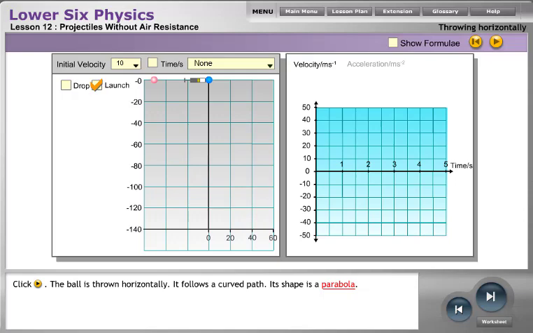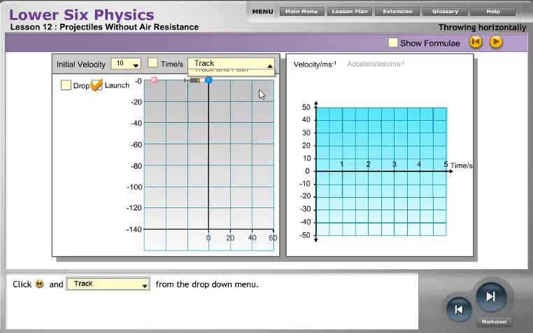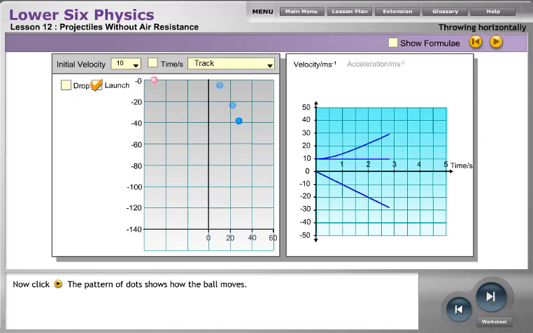Ball is thrown horizontally. It follows a curved path. Its shape is a parabola. Click Reverse and Track from the drop-down menu. Now click Start. The pattern of dots show how the ball moves.